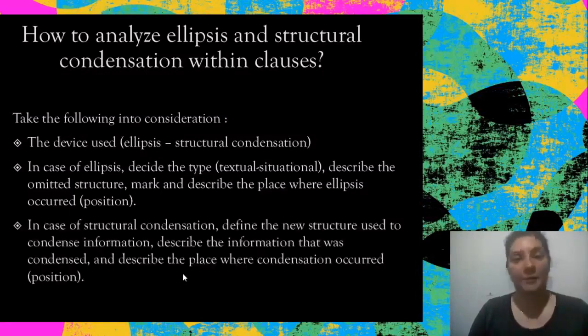If what you have found was structural condensation, then you need to define which is the structure that was used to condense the information, which was the condensed information, that means which was the structure that was replaced by another one, and finally describe the place where condensation occurred, that means its position. Next, we are going to see some examples related to ellipsis and structural condensation and how to analyze these cases.